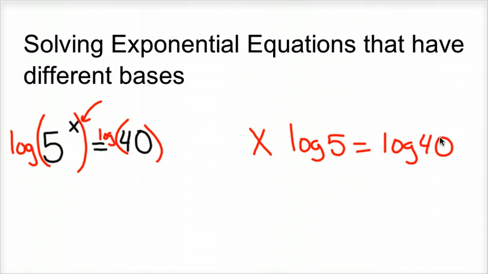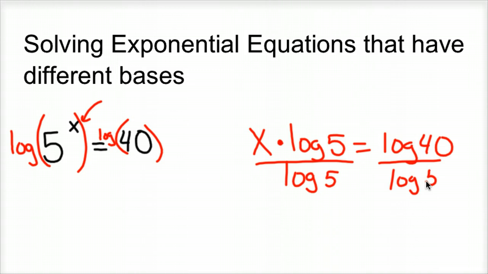Then this is a problem that any 8th grader in pre-algebra could figure out. To solve x times log 5, you just have to divide both sides by log 5. Here you want to be careful, because log 40 divided by log 5 is not, and I repeat, is not log of 8. That is not the right answer. But log 40 divided by log 5 is your exact answer.